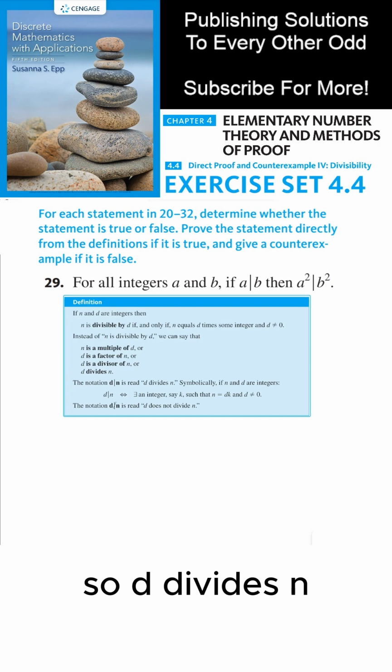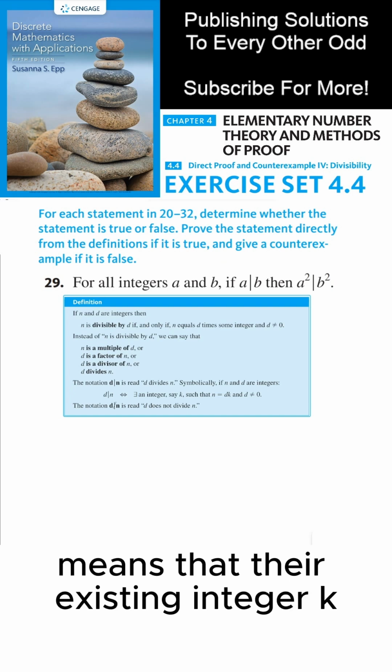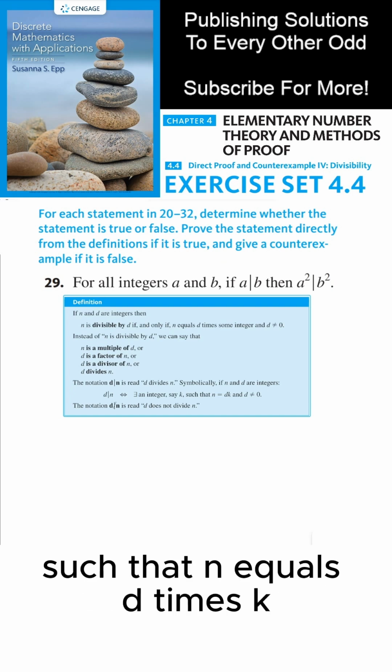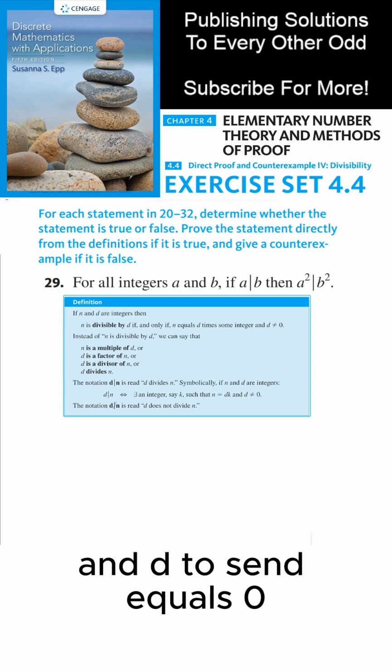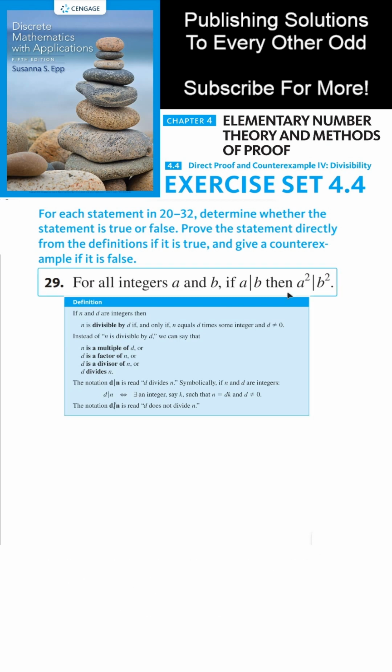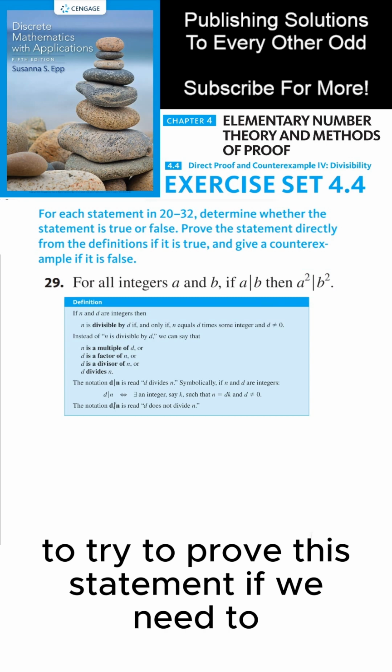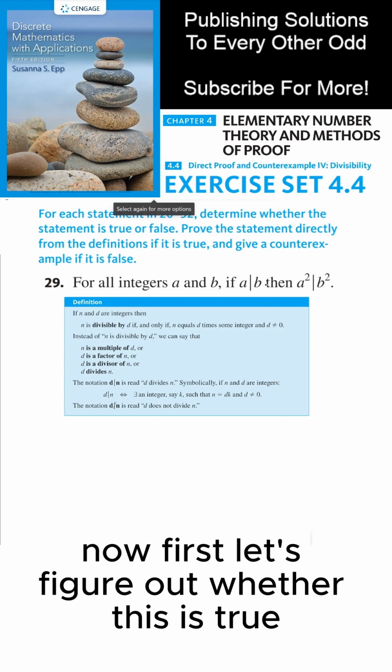So d divides n means that there exists an integer k such that n equals d times k and d does not equal 0. So we can use this definition to try to prove this statement if we need to. Now, first let's figure out whether this is true.